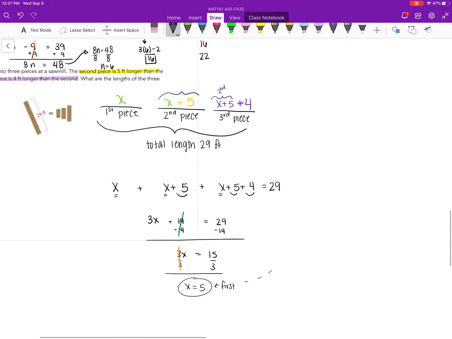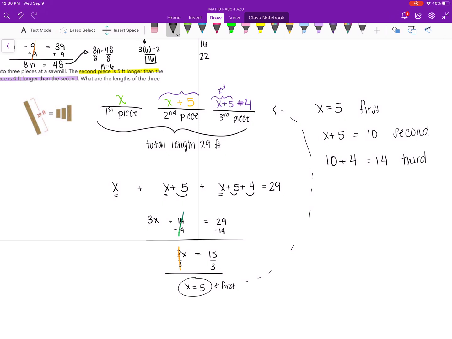So I'm going to go way back up here. The first piece was X, and so that would be 5. The second piece was X plus 5 because it was 5 feet longer, so that would be 10. That's my second piece. And the third piece is the second piece, X plus 5, or now we know 10, plus 4. It said it was 4 feet longer than the second piece. So the third piece is going to be 14. And so you will type all 3 of those into separate blanks in Hawks.